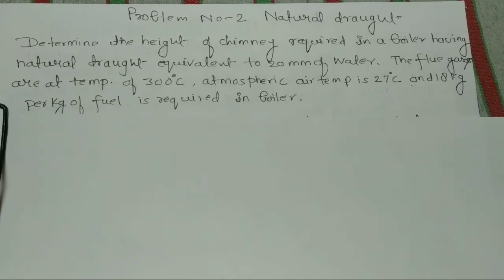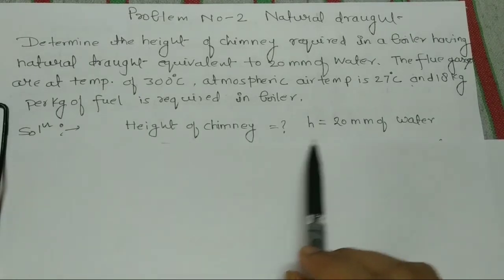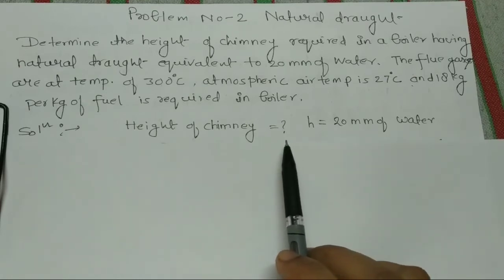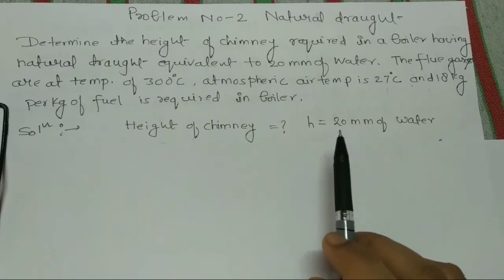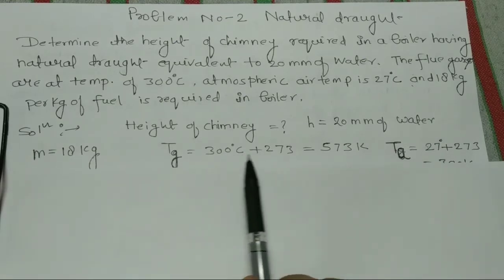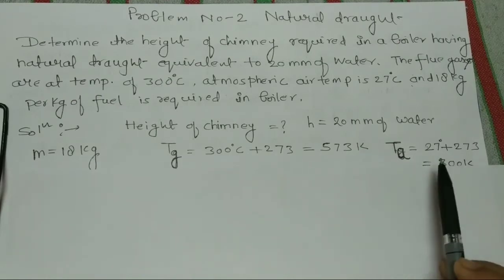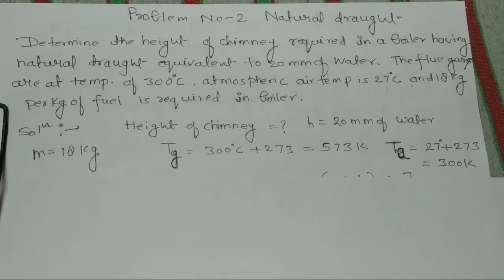So we'll start to solve the numerical problem. First of all, we write the solution and we note down all the values which are given. Height of the chimney, we have to find out the height of chimney. Small h, 20 mm of water. Then Tg is given, Tg is 300 degrees centigrade. We add 273 to convert into Kelvin. Then Ta is given, 27 degrees centigrade. Adding 273, we get 300 Kelvin.